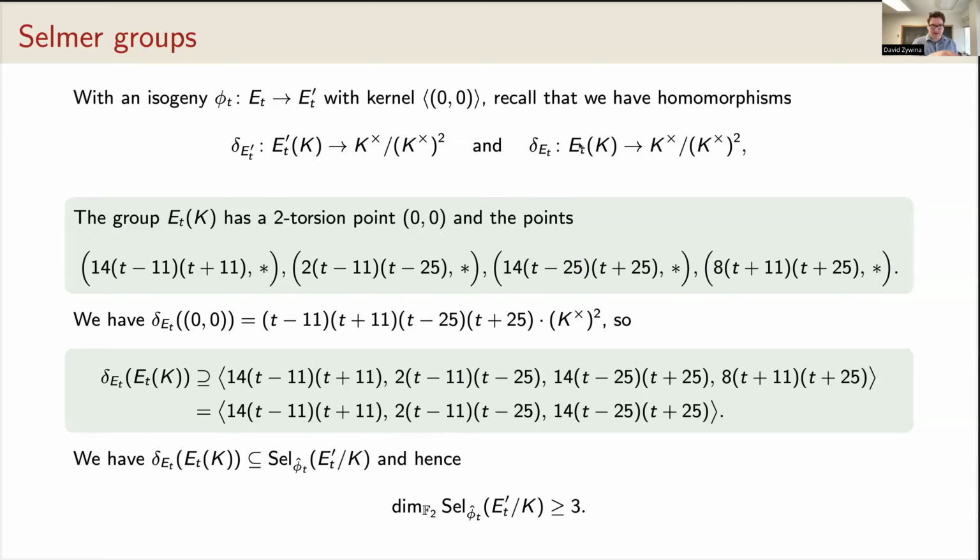So I have this image of delta E_T, and it contains this group of square classes. And when I look for relations here, I can get rid of one of them. And it turns out that's as far as I can go. And so what I have is this image inside the Selmer group, and I can check that its dimension is at least 3. I have the Selmer group, and the points I know about give a subgroup of dimension 3 over F_2.